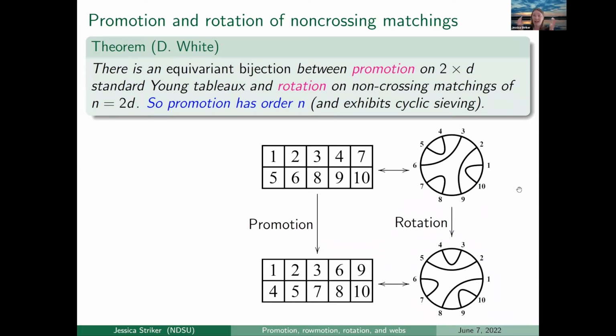It's because it's actually a rotation of something with n points around the boundary. And then this promotion also exhibits cyclic sieving because these non-crossing matchings exhibit cyclic sieving. I'm not going to define cyclic sieving, but it's something even better than an action having a certain order: it describes the orbit structure. There will be some notes about cyclic sieving on the slides, but I'm not going to discuss it. So anyway, there's promotion and rotation in this first example.